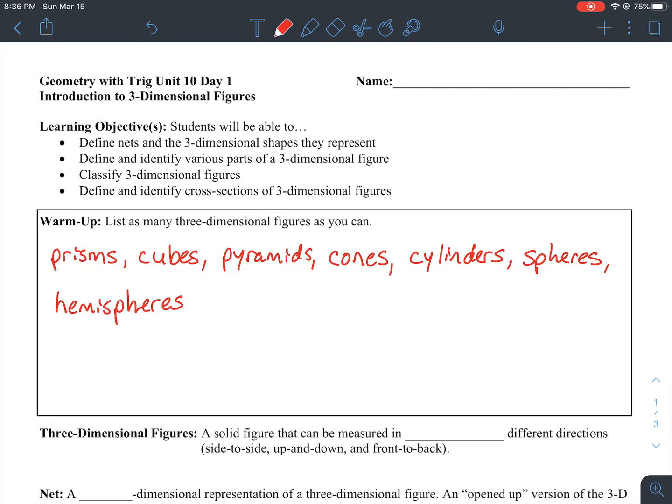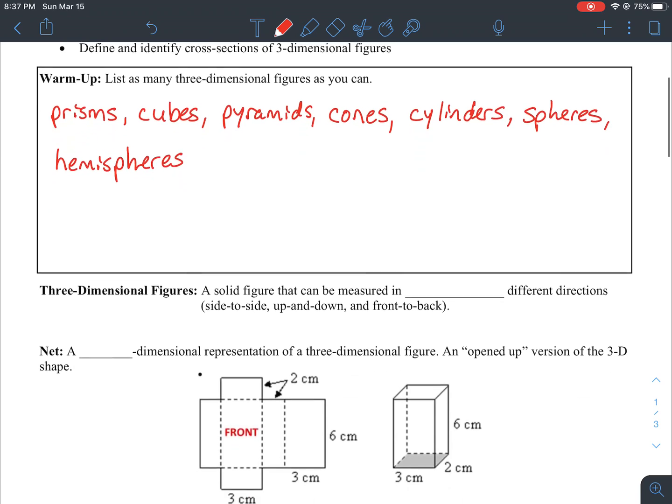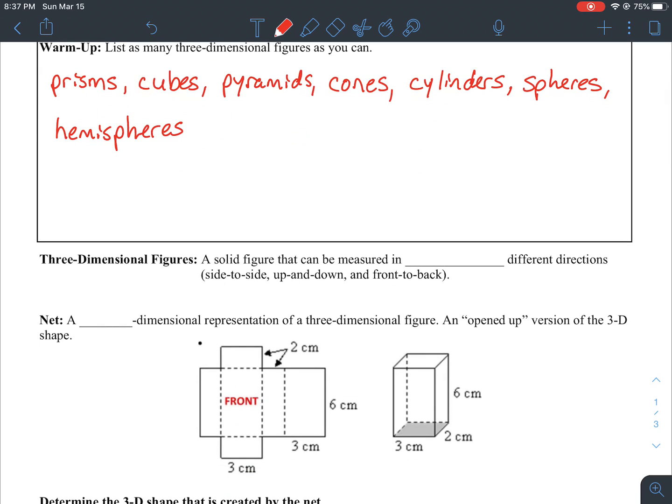If you came up with any others, that's great, but this is the list that we're going to be learning about over the course of this unit. So, with that being said, let's first define what a three-dimensional figure is. By definition, a three-dimensional figure is a solid that can be measured in 3 different directions.